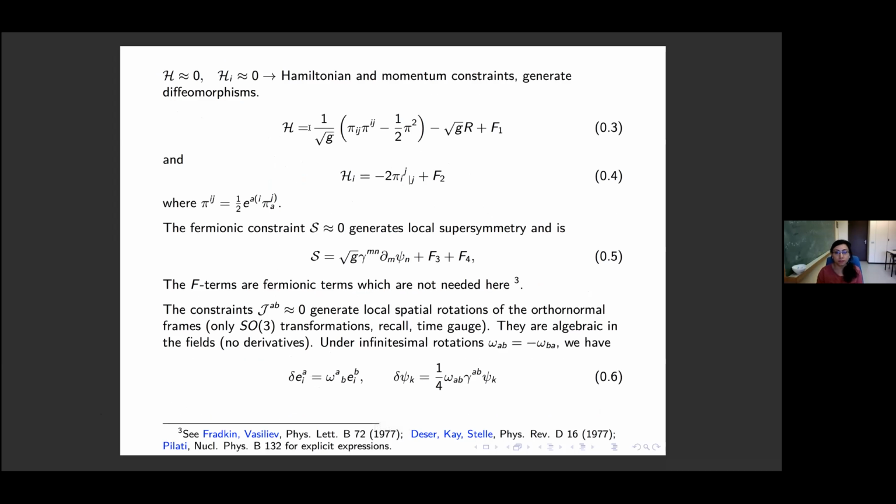So these are the forms of the constraints: the Hamiltonian and momentum constraints, the fermionic constraints, and J_AB, which generate local spatial rotations. Recall that we have fixed the time gauge, so now the only freedom we have are SO(3) transformations. Now see that there are some F terms which are actually fermionic terms here, but I have not written down their explicit expressions because they are not needed here.